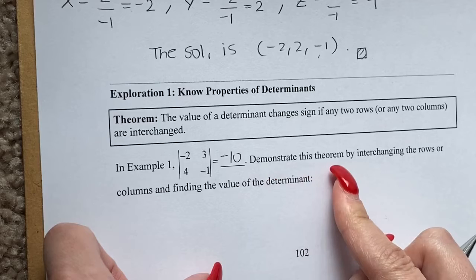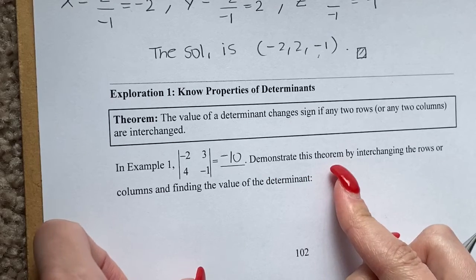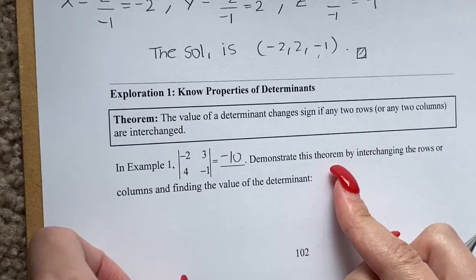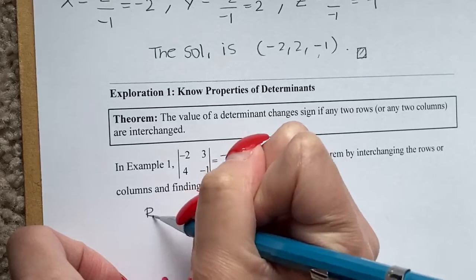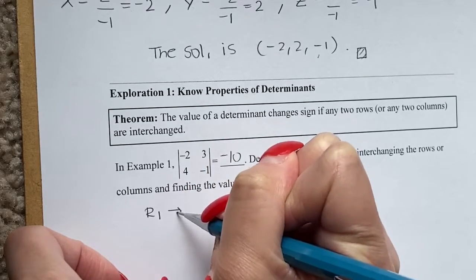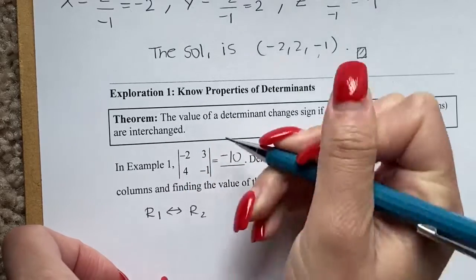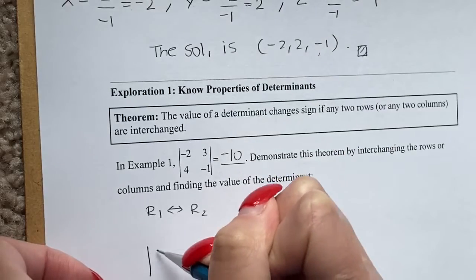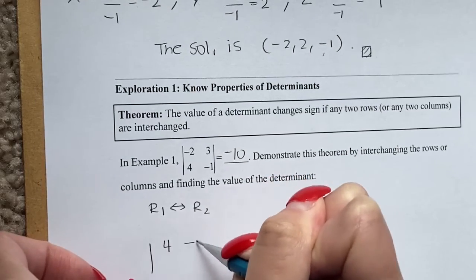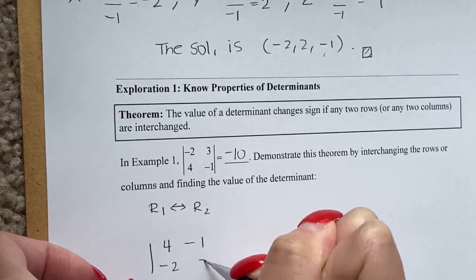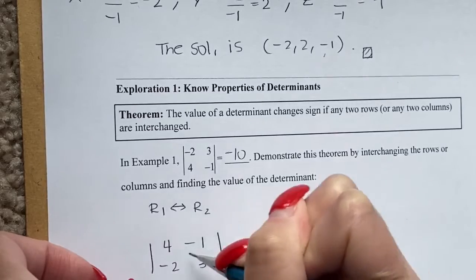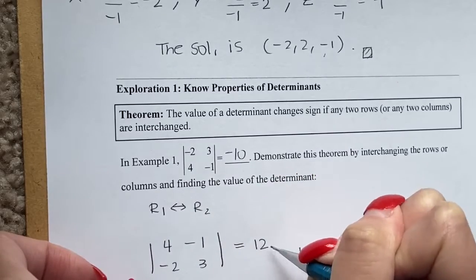So if you want to demonstrate that this theorem is true, what I'm going to do, pretty simple, I'm going to interchange row 1 and row 2. So if you find the determinant of this equation, which is for -1, -2, 3, what happens? Well, you know that it's going to be 12.